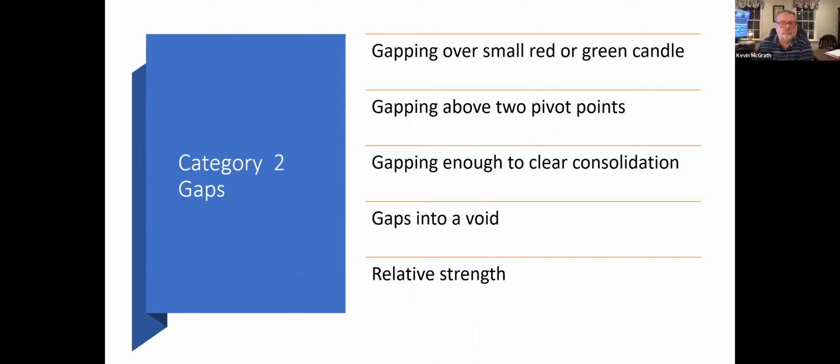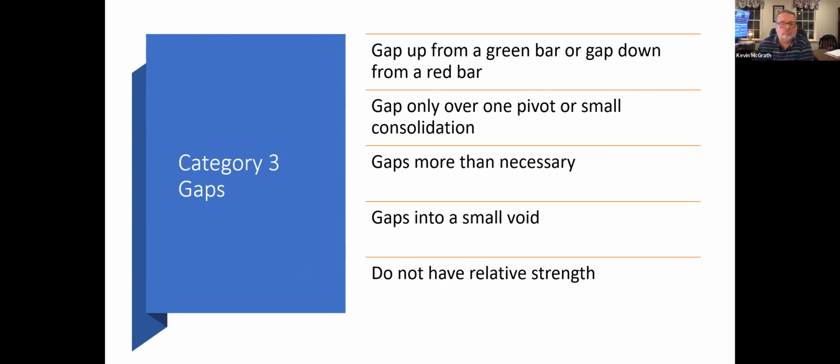longer term. The next category is category 3, and these only gap up from a green bar, or down from a red bar or candle. They're only gapping over one pivot or a small consolidation.